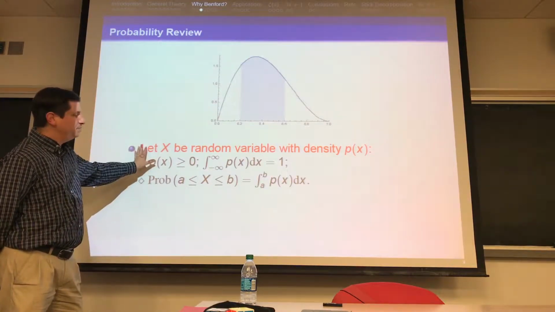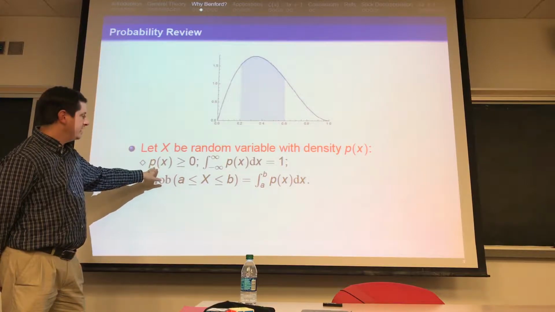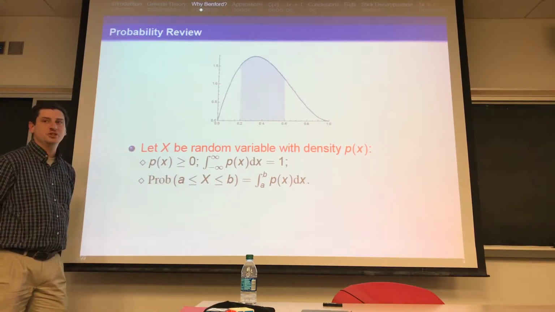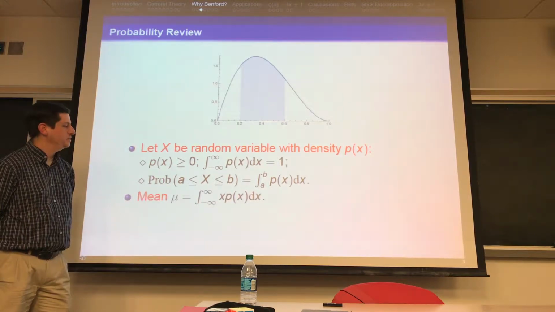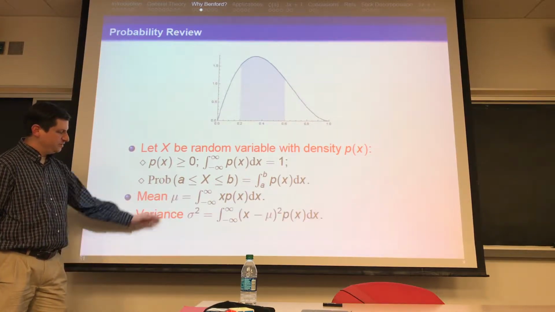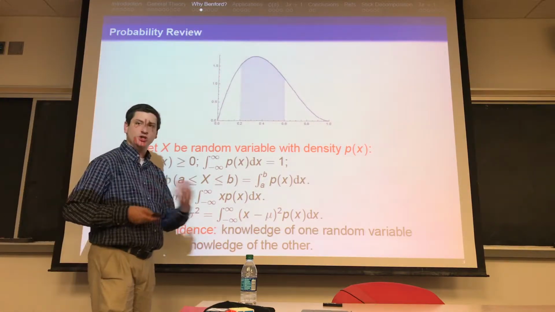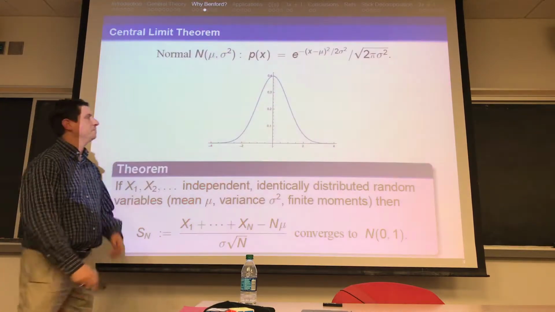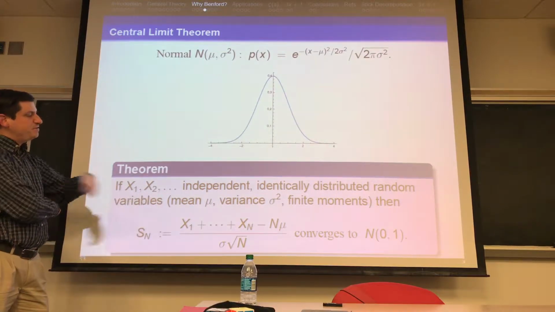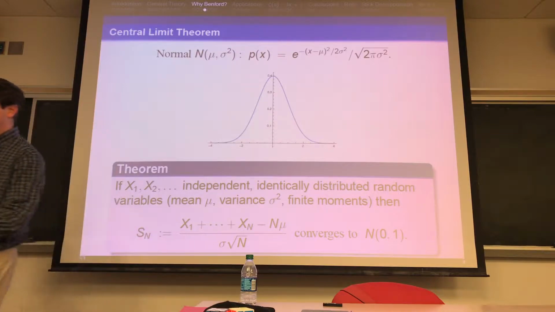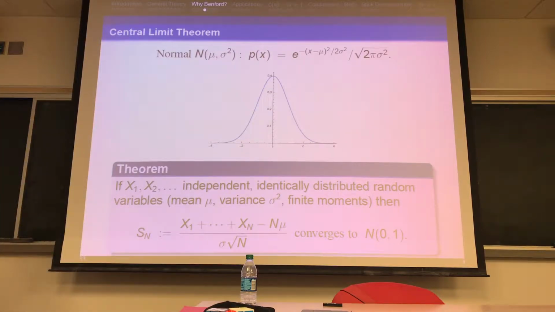We've all done probability before, non-negative functions. Area under the curve is 1. The area between A and B is going to be the probability you take on a value between A and B. The mean is the average value. The variance is how spread out you are. Two things are independent if knowledge of one gives you no information about the other. The big result is the central limit theorem that says if you have a bunch of independent, identically distributed random variables, then the distribution of the sum converges to a normal.